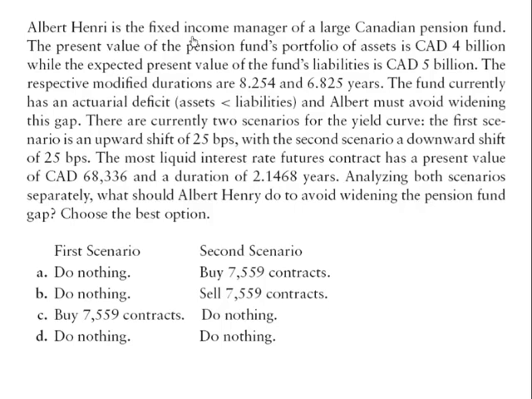Albert Henry is the fixed income manager of a large Canadian pension fund.